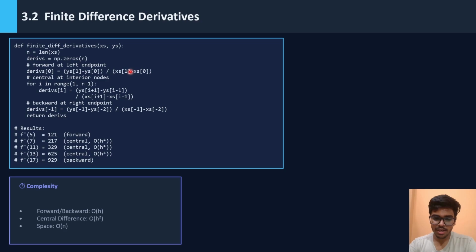Each derivative is calculated using differences between neighboring function values. The time complexity is O(n) because the array is traversed once. The space complexity is O(n). Central difference gives accuracy of O(h²), which is better than forward and backward difference methods.